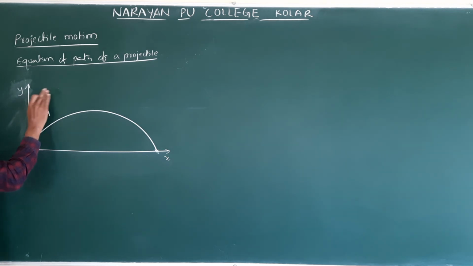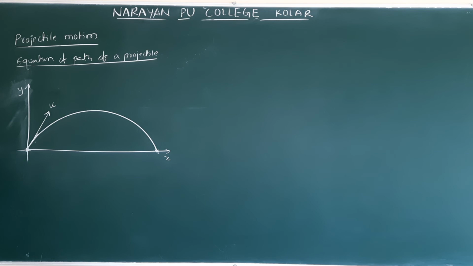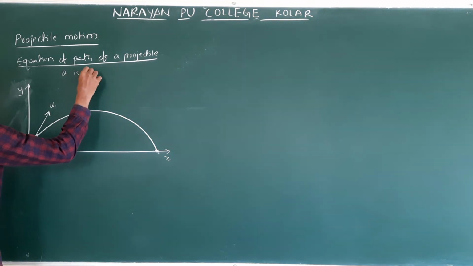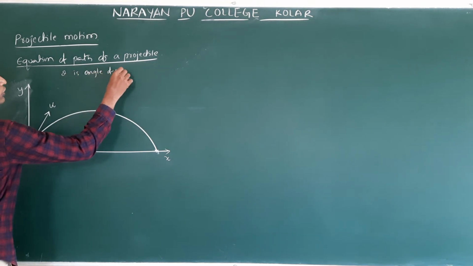I extended this at this point. So with what velocity can we project? We can project with the velocity u, the initial velocity. This vector makes an angle theta. This theta we call the angle of projection. Theta is the angle of projection.